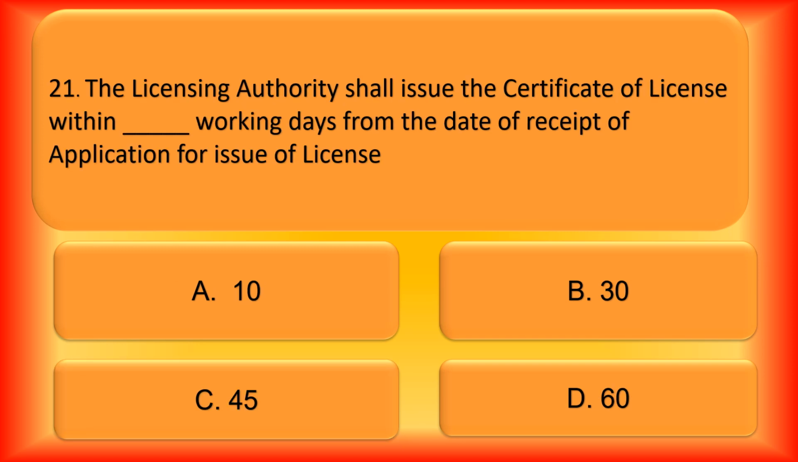Question number 21. The licensing authority shall issue the certificate of license within dash working days from the date of receipt of application for issue of license. Option A, 10, option B, 30, option C, 45, option D, 60. The correct answer is option A, 10 days.